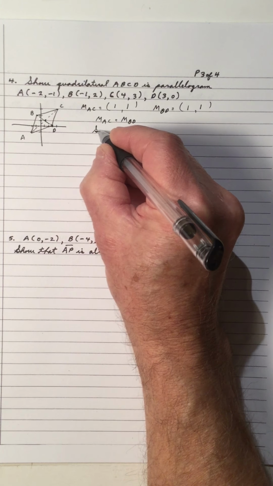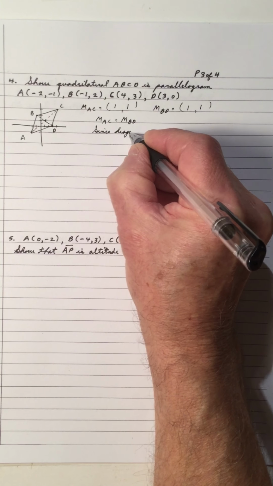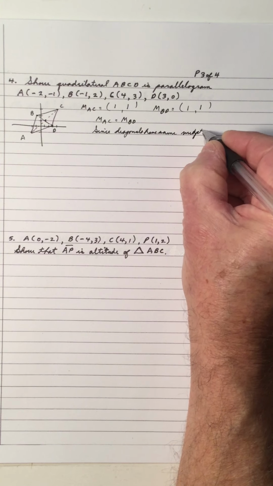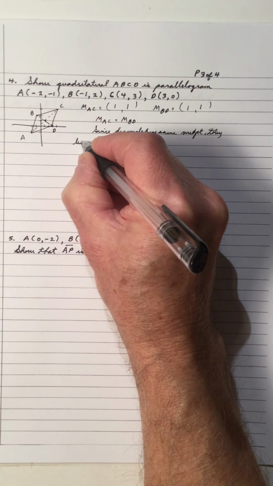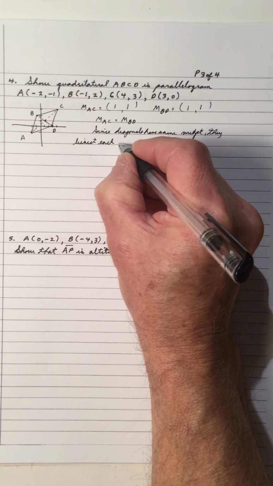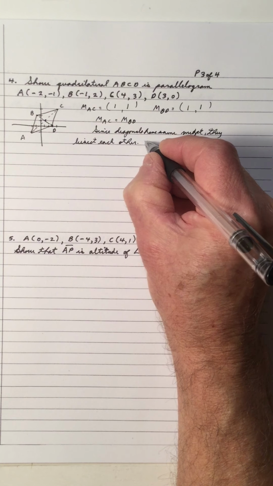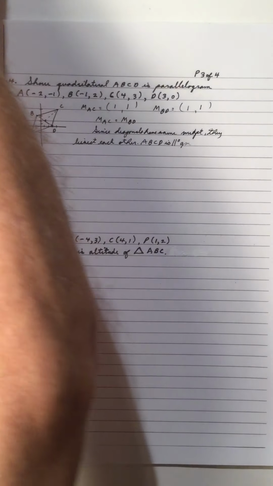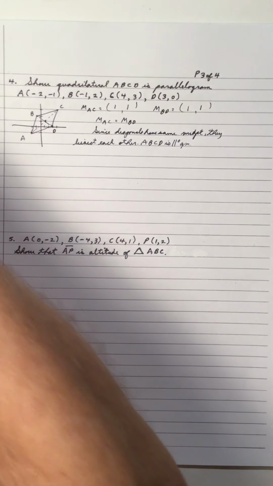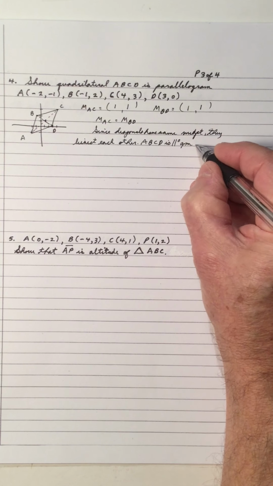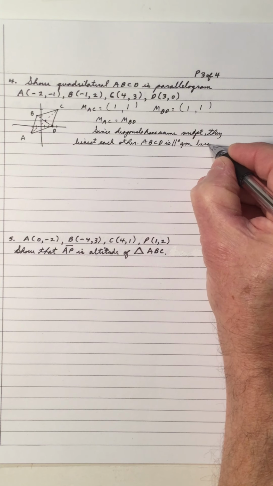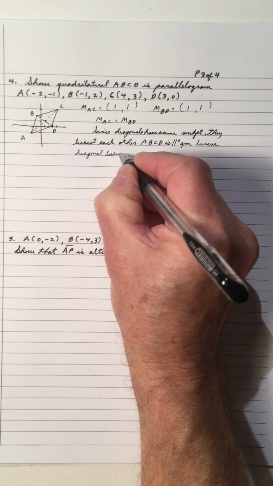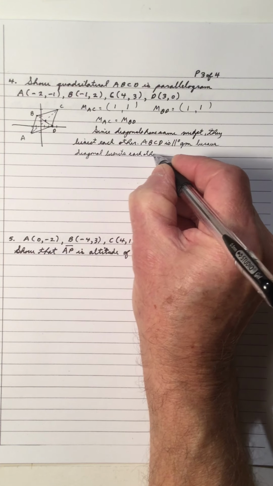and since the diagonals have the same midpoint, they bisect each other. Hence, ABCD is a parallelogram. Oh, pen ran out. That means ABCD is a parallelogram because the diagonals bisect each other. So the proof is done.